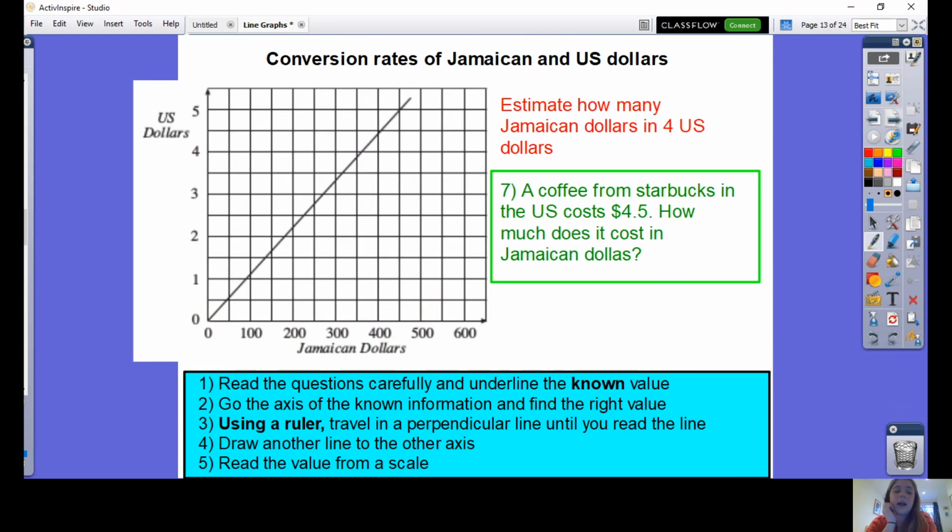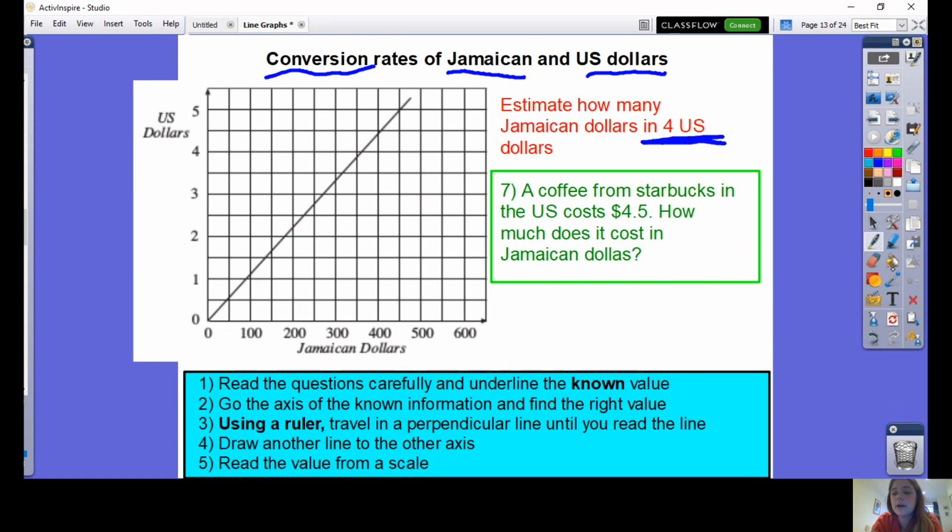Okay, this line graph is showing a conversion rate between Jamaican and US dollars. These are going to be similar questions that you're doing independently with similar graphs. That's why we're going through them together. The first question says, estimate how many Jamaican dollars are in 4 US dollars.